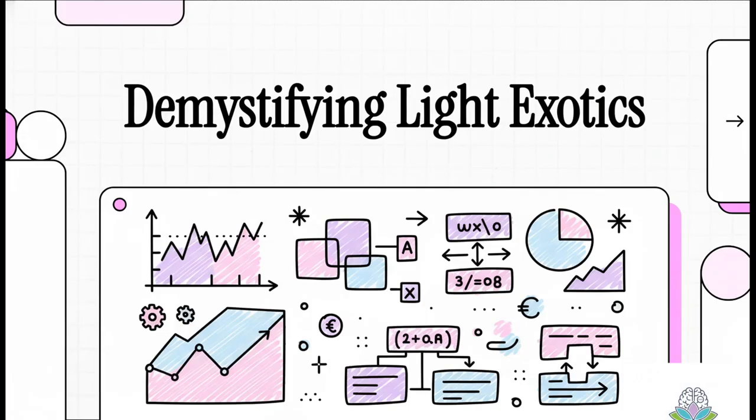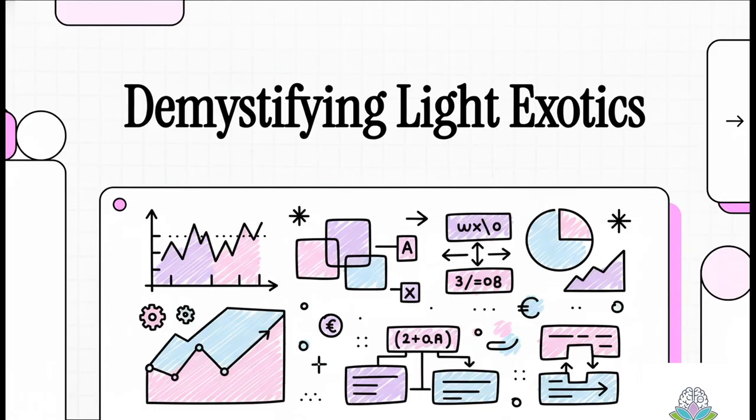All right, we're diving straight into Chapter 5 of the book Trading Volatility to unpack a really fascinating corner of the financial world, light exotics. If you've ever wondered how traders build these super specific, custom bets that go way beyond your standard calls and puts, well, you're in the right place.